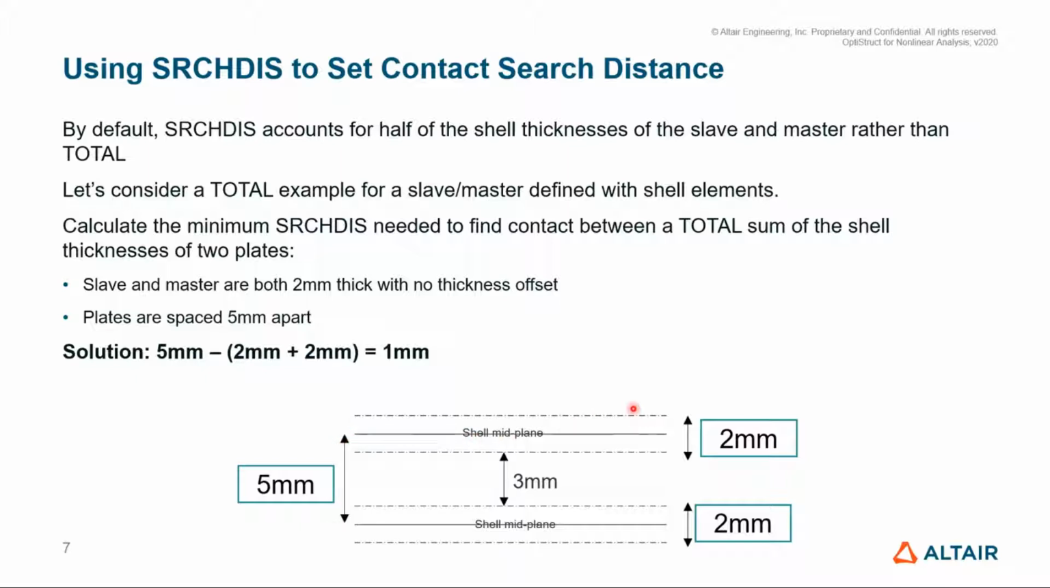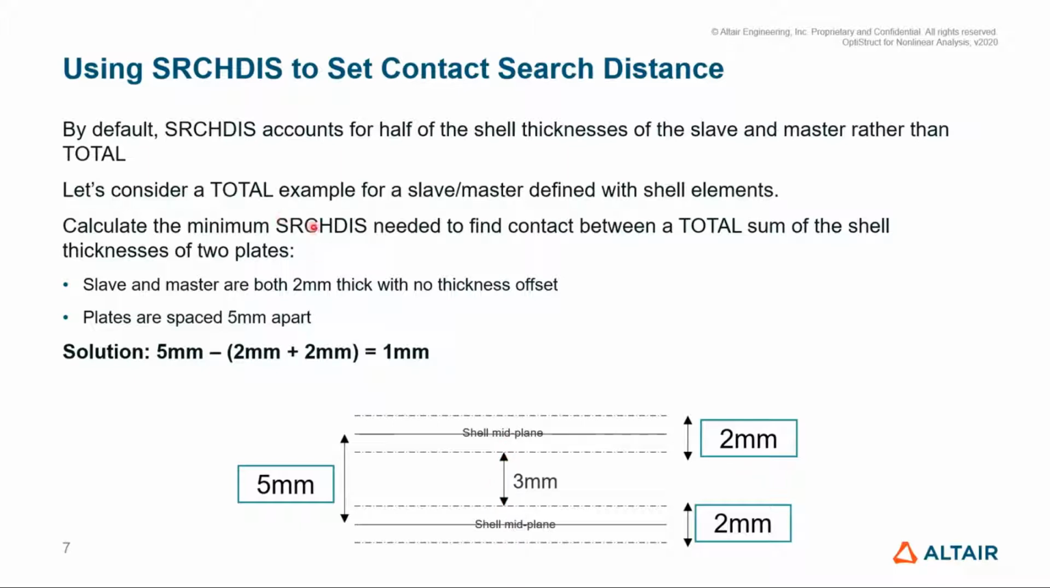So for example, now I have two sheets here, or two shell surfaces. One is the shell mid plane here, the other is the shell mid plane at the bottom here. Okay. So they are shell elements, but both of them have a thickness of 2 mm. So when it's projected up and down, you actually get 1 mm here, 1 mm here. So the actual gap between them is actually 3 mm.